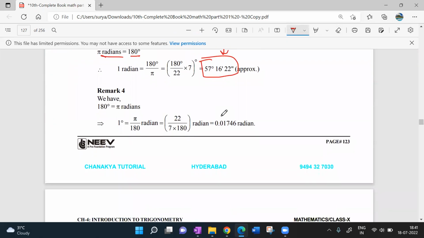Now 180 degrees is equal to pi radians. Then 1 degree is equal to pi by 180 radians. So 1 degree is equal to 0.01746 radians. You understand? Clear? Any doubt?